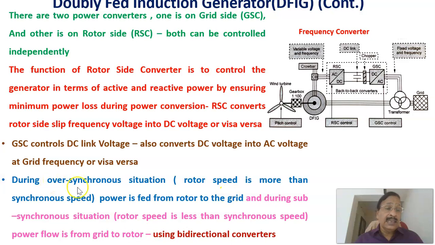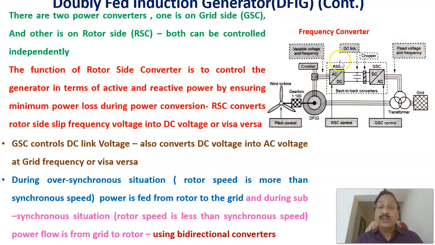Now, during the over synchronous situation, that is, if the rotor is running faster than the synchronous speed ns, which is equal to 120 f by p, it is called over synchronous speed. In that case, the power is fed from the rotor into the grid. Therefore, in that case, this is working as a rectifier: the variable voltage, variable frequency rotor voltage is converted into DC, and that DC is again converted into AC by an inverter that is fed to the grid.